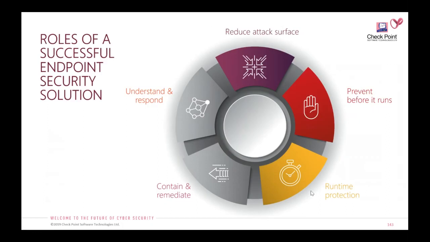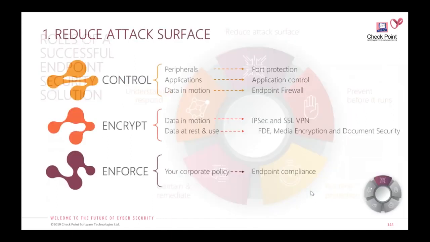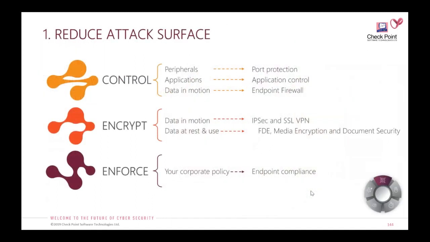So, the pillars of a successful endpoint security solution. It should have protection at every stage of the attack lifecycle: prevent before it runs, runtime protection, contain and remediate, understand and respond, and reduce attack surface. Under reduce attack surface, we have application control, peripheral and device control, data in motion, the endpoint firewall, and everything. And for encryption, for data in motion we have a set of things, and for data at rest and in use, we have full disk encryption and media encryption.